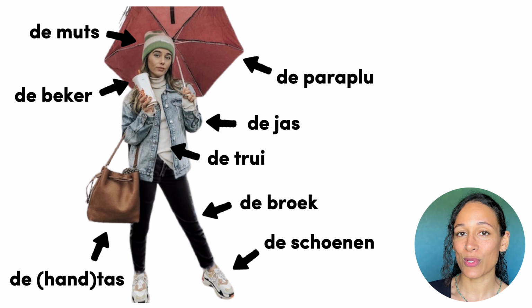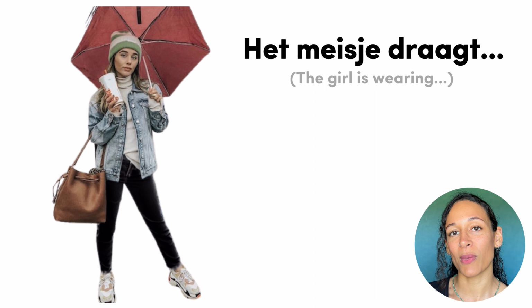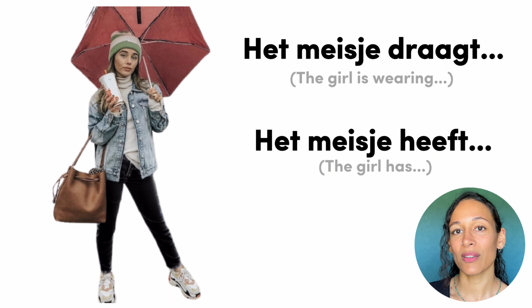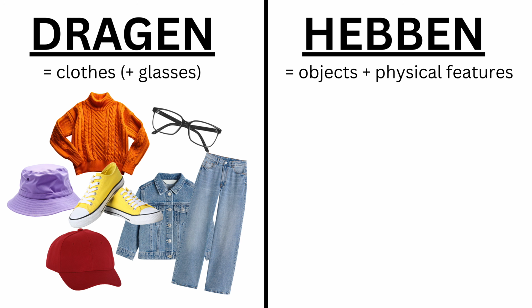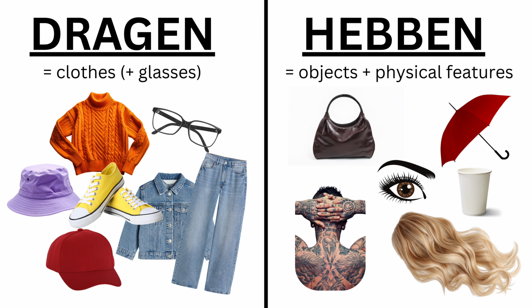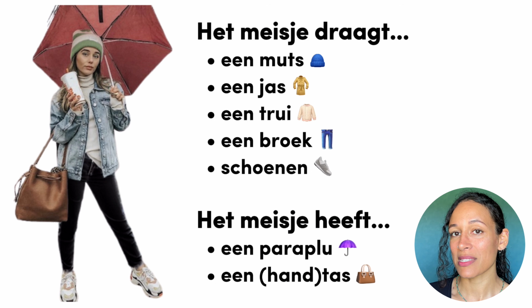For this, you can use the following sentences. Het meisje draagt en het meisje heeft. Use dragen for the clothes that someone is wearing and use hebben for objects and physical features. This is a good beginning, but it's not enough.